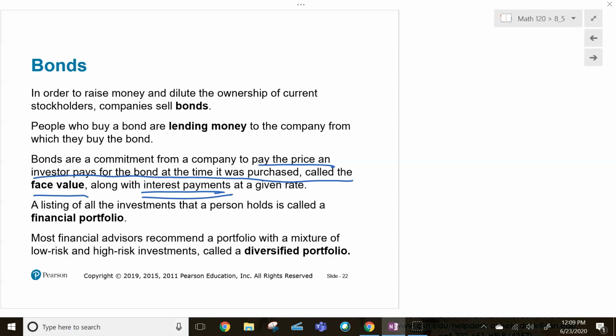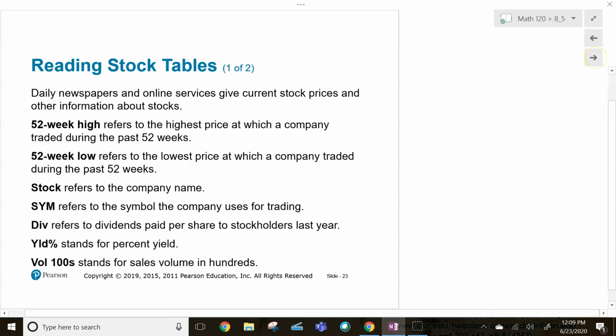A listing of all investments that a person holds is called a financial portfolio. So your portfolio might consist of stocks, bonds, and mutual funds, and savings accounts, all that. Most financial advisors recommend a diversified portfolio so that you can reduce your risk. Of course, that all depends on how old you are and the amount of risk that you should be willing to take.